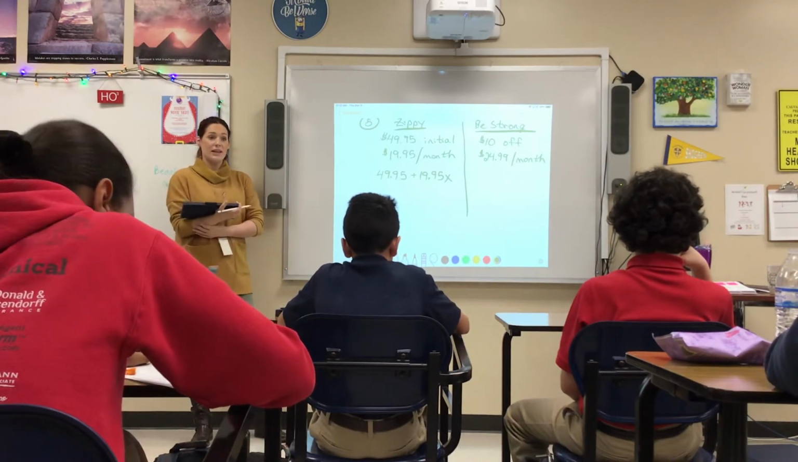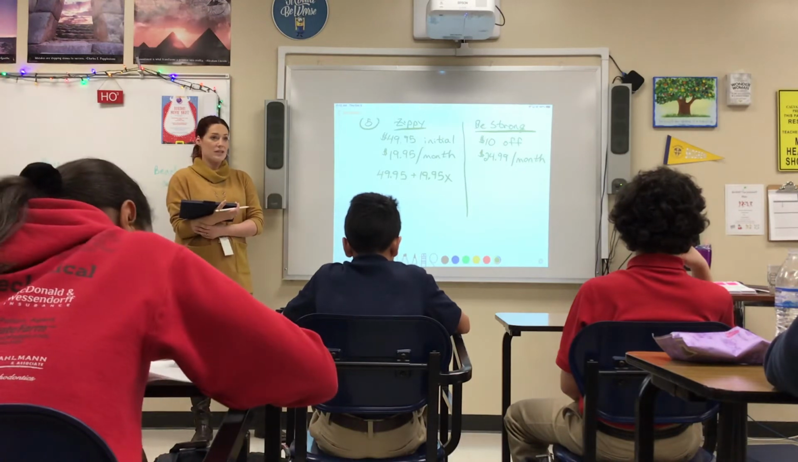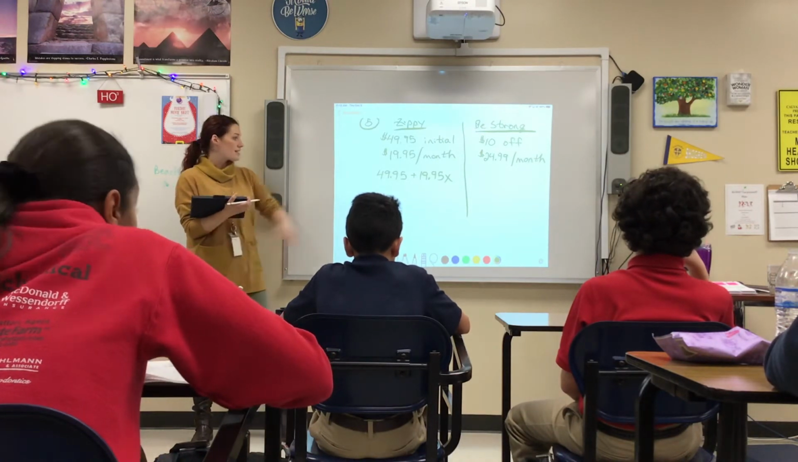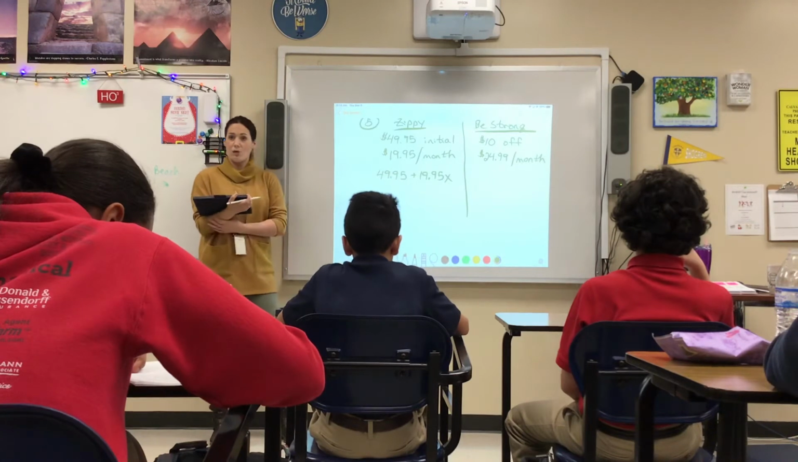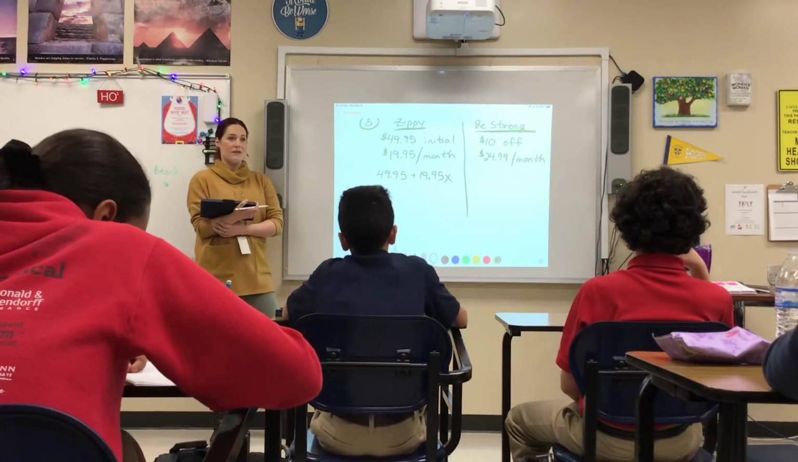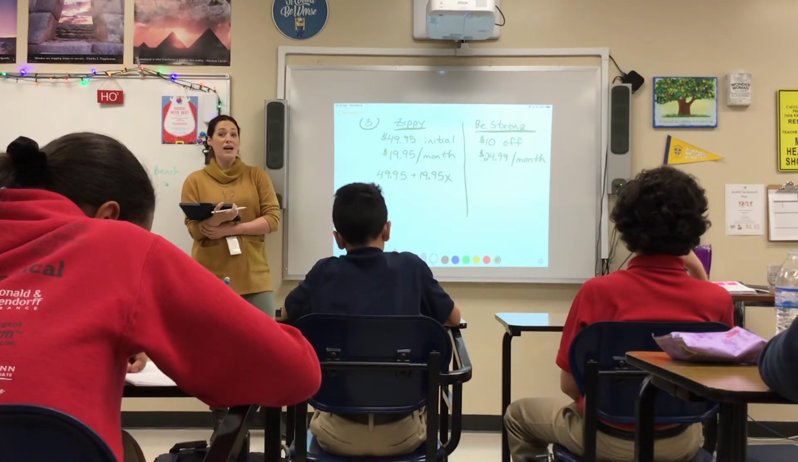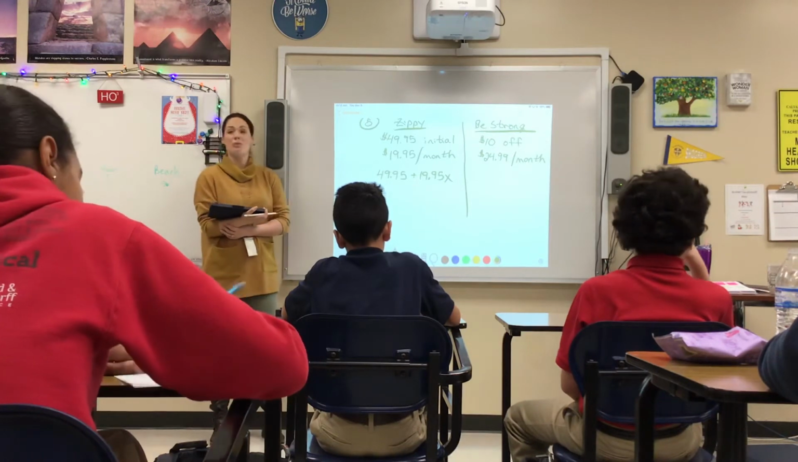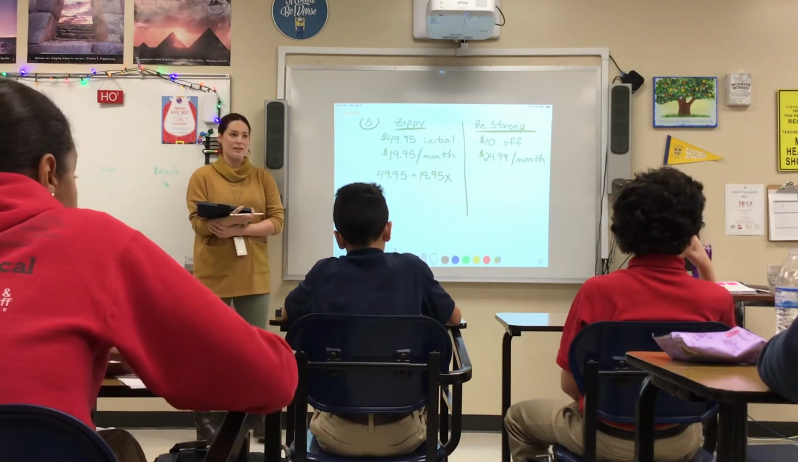I thought it was x with $49.95. Okay, somebody explain that then. Evelyn just said, I thought it was x with the $49.95. Why did we put the x with the $19.95? Because it's a variable. Because it's per month. It's the per month, very good. It's always with the per month.